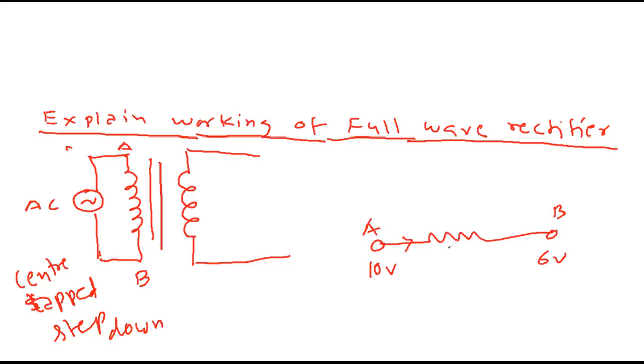Hello? Hello? Yes, sir. Current will flow from A to B, that is high to low. Now the voltage across this will be 4 volt, because 10 minus 6 is 4, which the resistance consumed by Ohm's law, V equal to IR. Any doubt? Hello? Any doubt in this? No, sir.